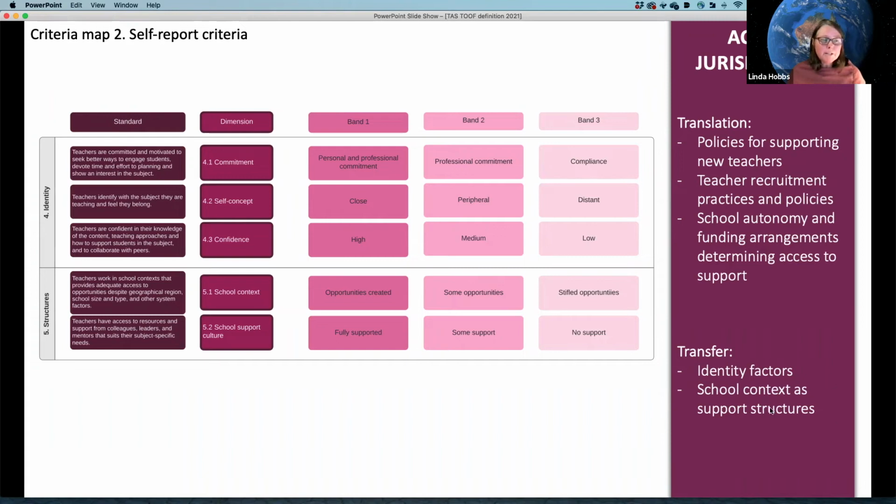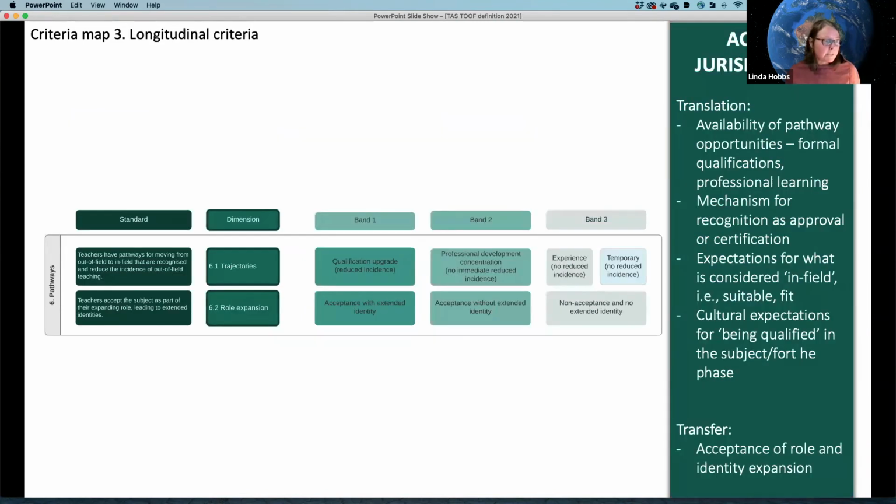Then you've probably got transferable characteristics like teacher identity factors and school context as support structures. While there's probably differences in how schools might approach it, I suspect there would be some common language around that. Rafaela and I have done some interesting comparisons across Australia and Germany, and there are some differences in terms of what's there, but generally I think fairly similar.